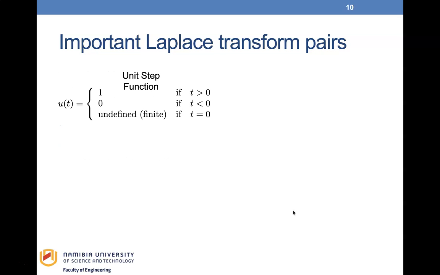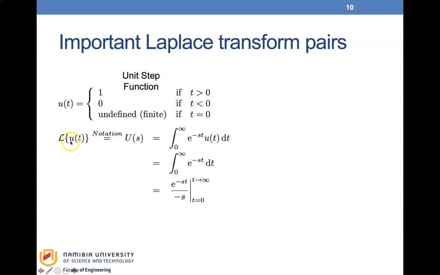So if you take the unit step function, for example, u of t is equal to 1 if t is greater than 0, and the unit step function is equal to 0 if t is less than 0, and it is undefined if t is equal to 0. So this is the unit step function, and if you have u of t, which means you have a function in the time domain, and you want to convert this now to the Laplace transform, you take the Laplace transform of the time component.